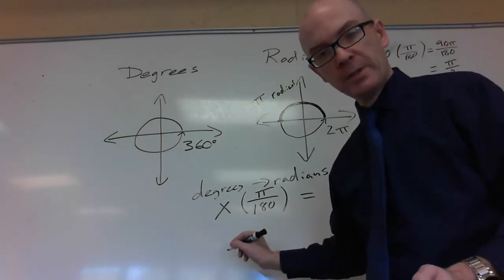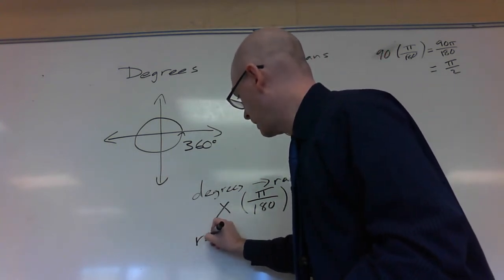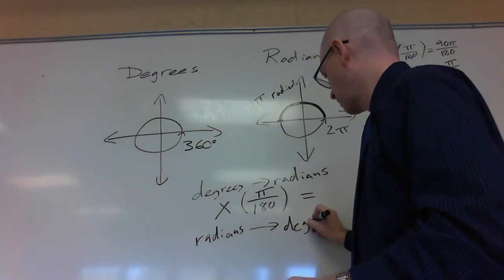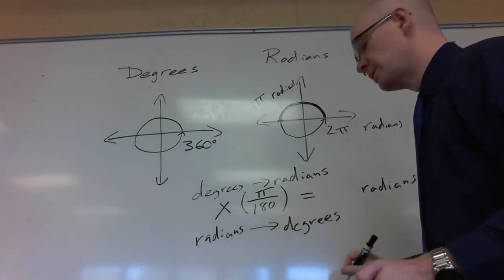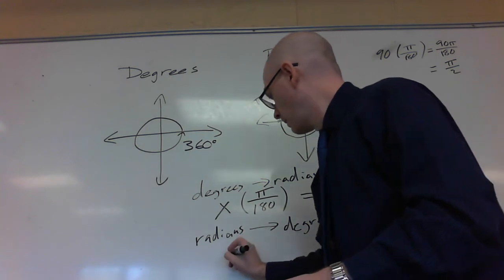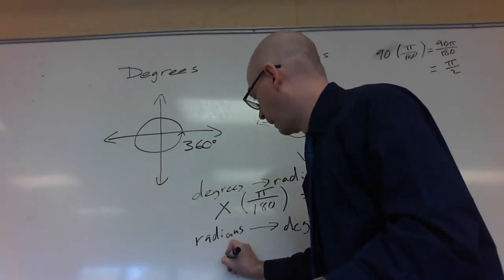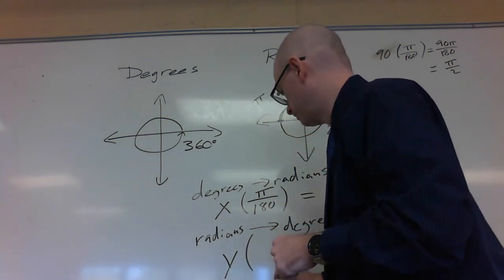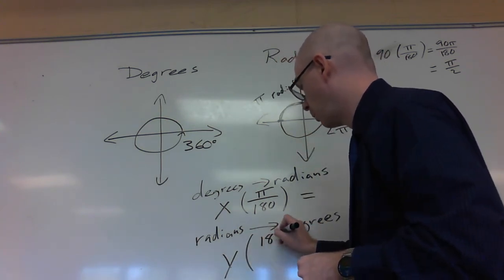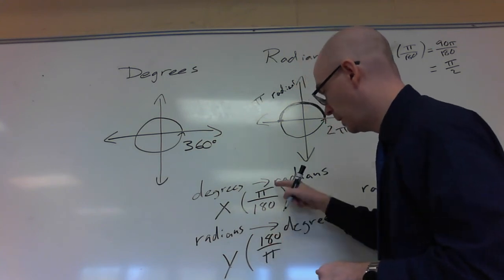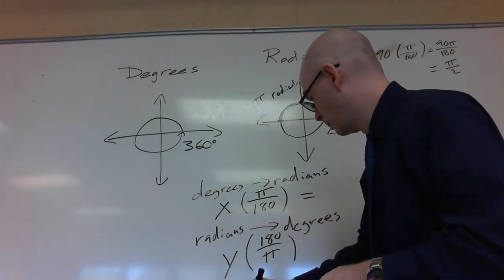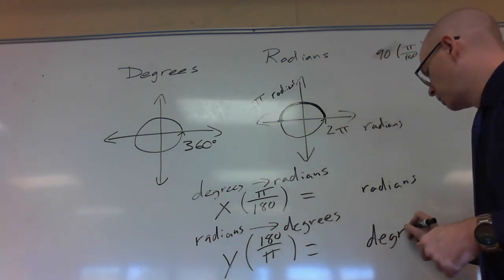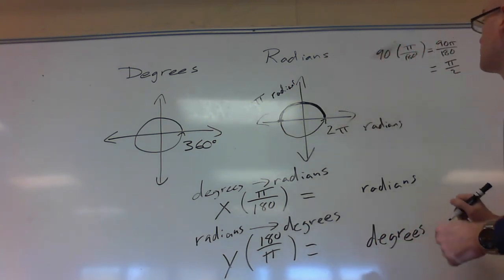And to do the opposite, to go from radians to degrees, all I need to do is the reciprocal. So let's say I have y number of radians. I'm going to multiply this by 180 over pi. There's the reciprocal. And then that will give me my degrees. So you can easily convert between the two.